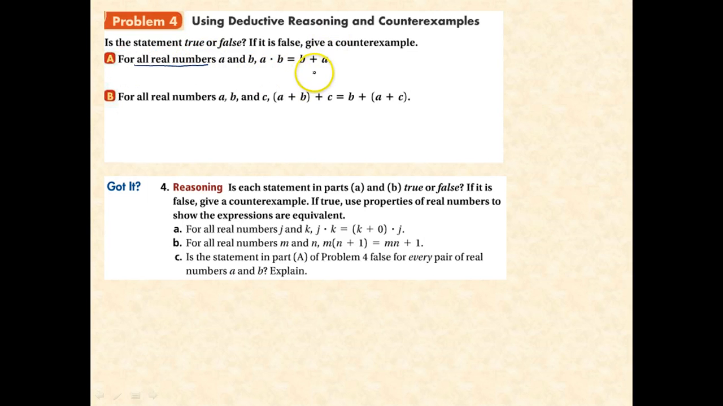So let's pick, let's say a equals 5 and b equals 2. So that means that 5 times 2, does this equal 2 plus 5? 5 times 2 is 10. 2 plus 5 is 7. So this is our counterexample, and we say false.